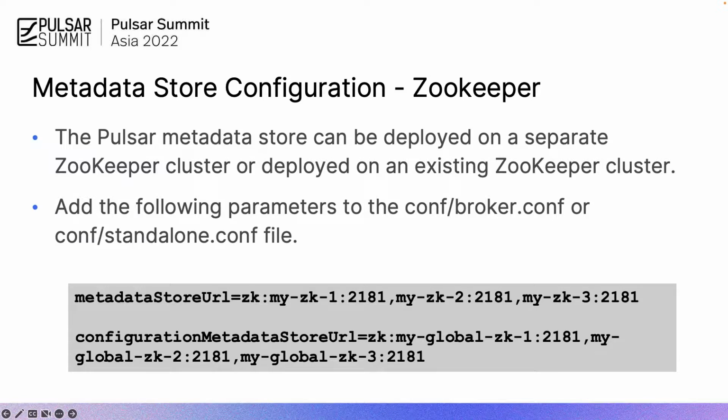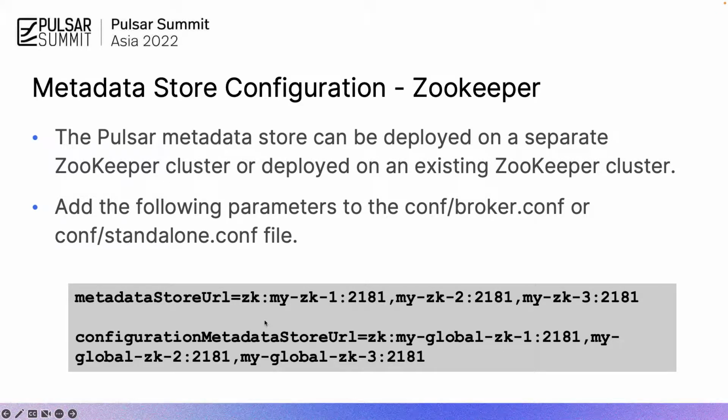Note that in this example, we're using two different sets of ZooKeeper nodes for local and global, which is the preferred and best practice. You can swap these out if you wanted to use etcd locally, but a global ZooKeeper, that is also a supported option. And this is controlled entirely by the configuration properties.